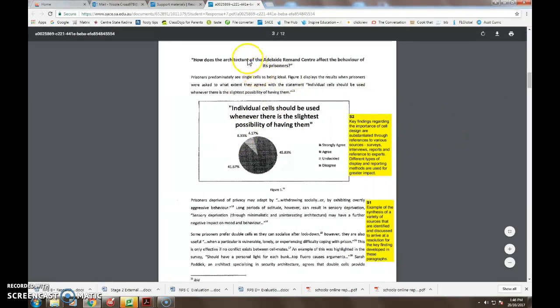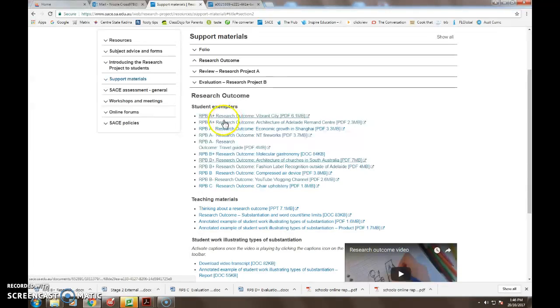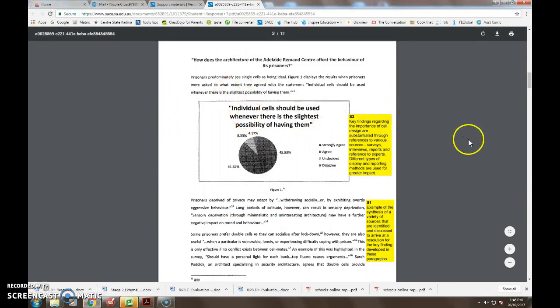The second example here is the A+ example. So we've got the architecture of the Adelaide Remand Centre being looked at, and within the section the question that the students asked, how does the architecture affect the behaviour of its prisoners? One of the things they've done is incorporated their survey results really quickly in the introduction. Prisoners predominantly see single cells as being ideal. Figure 1 displays the results when prisoners were asked what extent they agree with the statement, individual cells should be used wherever possible. So not only have they actually incorporated it, but they have also put it into context, and they've talked about it straight up here.